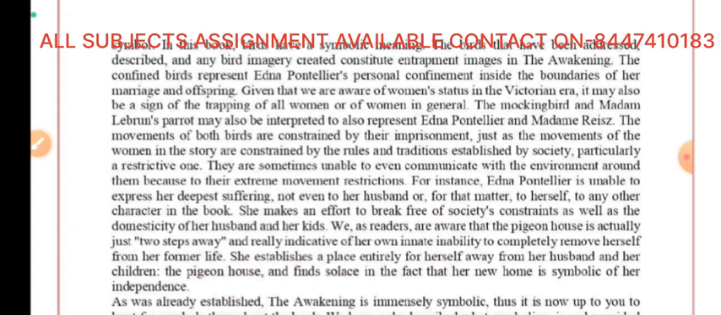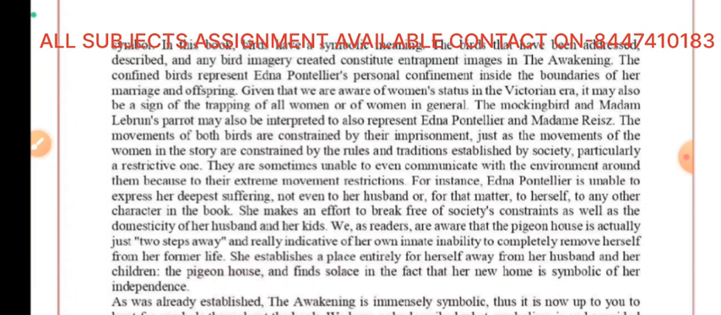The movements of both birds are constrained by their imprisonment, just as the movements of the women in the story are constrained by the rules and traditions established by society, particularly a restrictive one. They are sometimes unable to even communicate with the environment around them because of their extreme movement restrictions. For instance, Edna Pontellier is unable to express her deepest suffering, not even to her husband, or for that matter to any other character in the book.